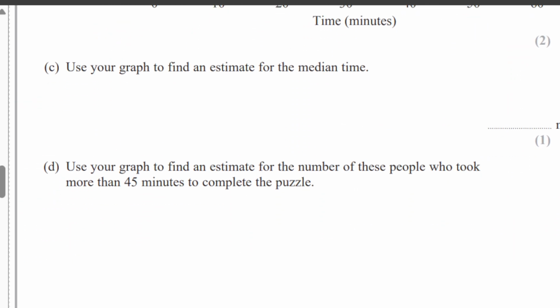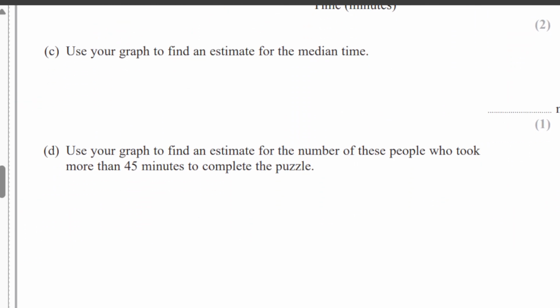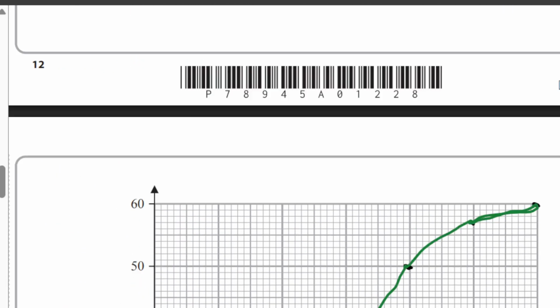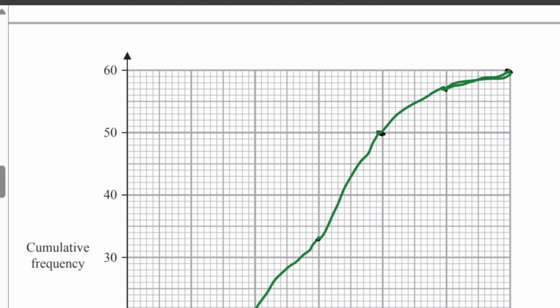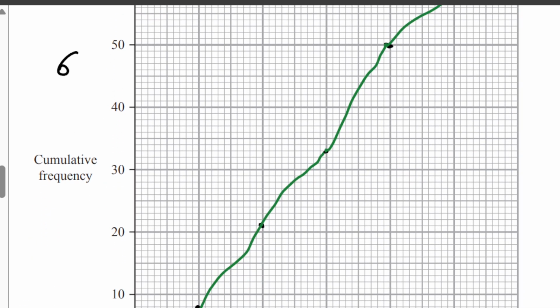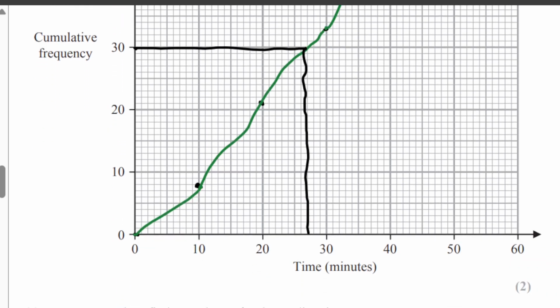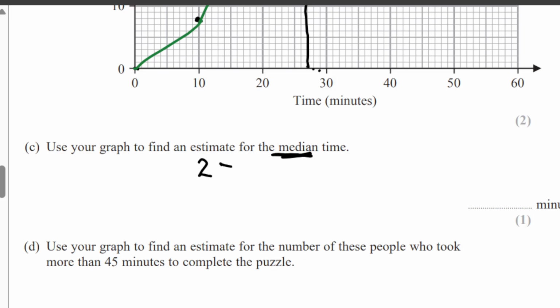Now let's look at the second part. Use the graph to find an estimate for the median. This is important. Now, to find an estimate for the median, you need to go back to your frequency table, and the last number here you divide it by 2. So let's do that. 60 divided by 2 equals 30. And then you look at 30 here and you make a line until you cross your graph. And then you go down here. That gives you, this is 30, 29, 28, 27. So the median is 27.